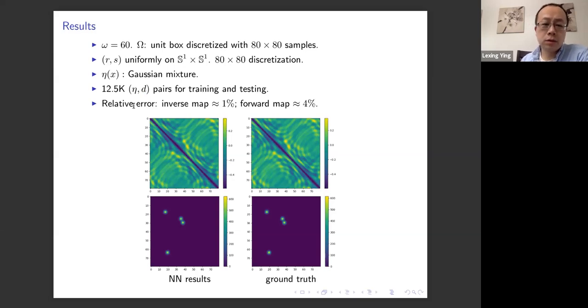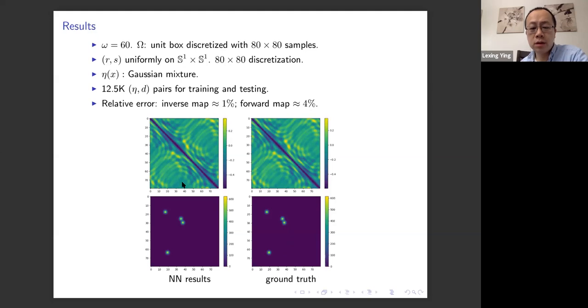So the relative error we get for the inverse map is roughly about 1%. And the relative error we get for the forward map, surprisingly, is a little bit worse, which is about 4%. Okay. So here, on the right-hand side, I showed you the ground truth of the far field pattern, as well as what the true eta is.